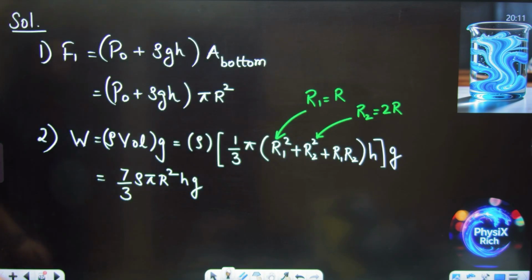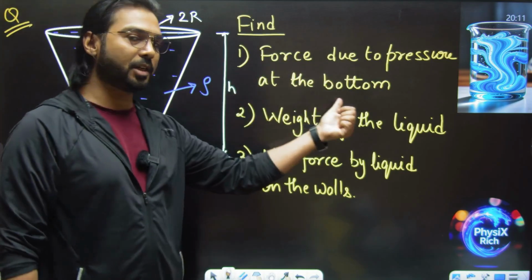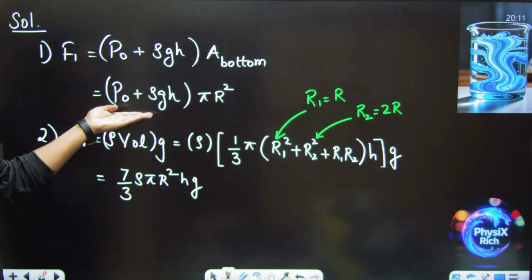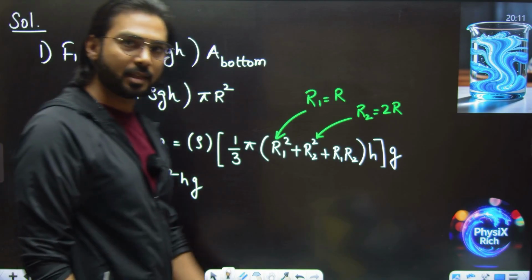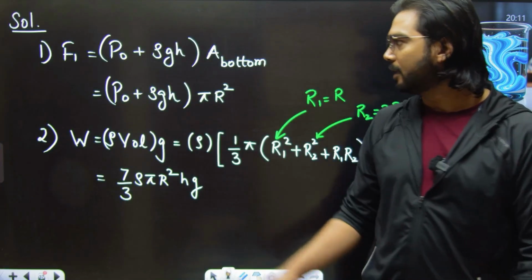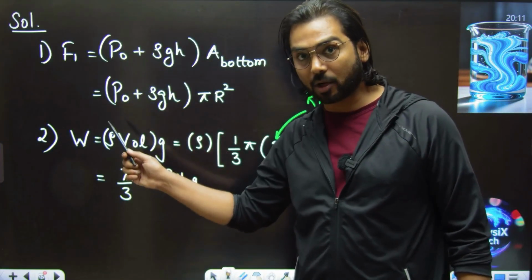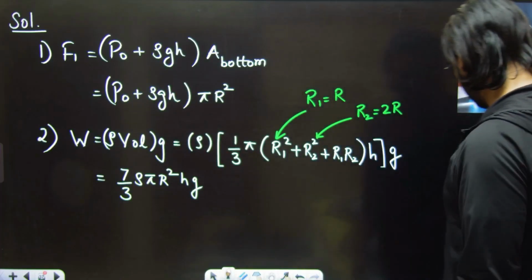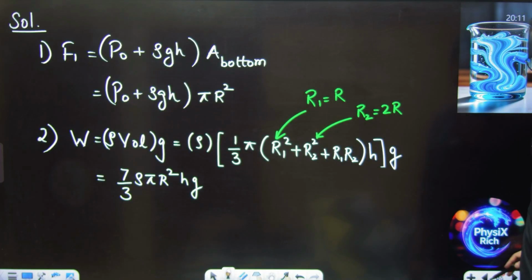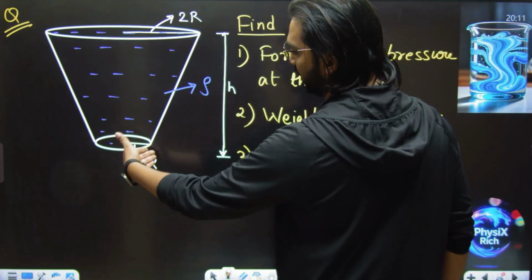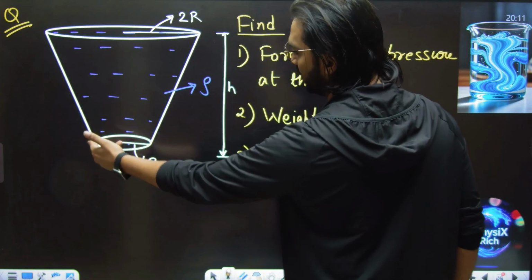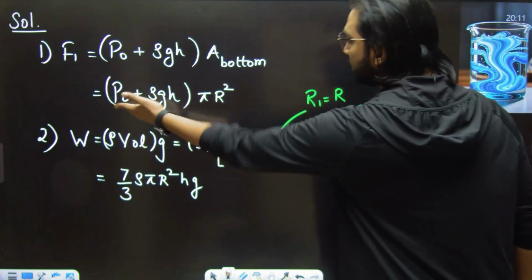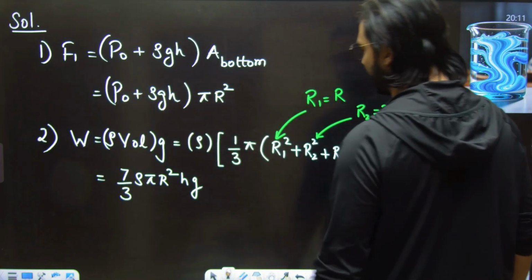Okay, now what shall we do? Let's solve for the first part. Force due to pressure at the bottom. My dear students, what is the pressure at the bottom? It's P naught plus rho gh, isn't it? We've just studied that pressure only acts because of the height. So it's P naught plus rho gh. What do you multiply that with? You simply multiply that with the area that is over here. And what is the area? Area of this circle is pi r squared. And that's it. That's your answer. P naught plus rho gh times pi r squared.